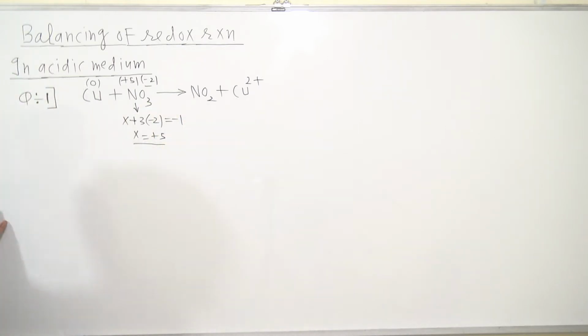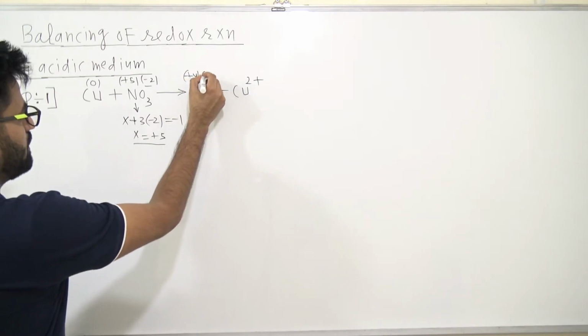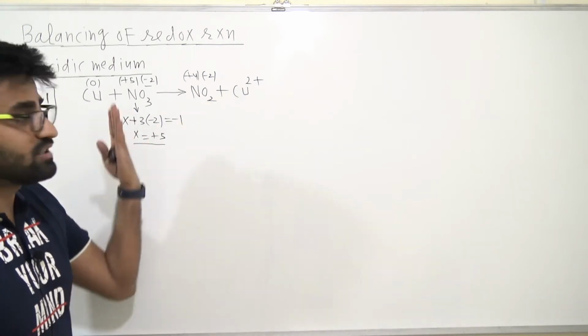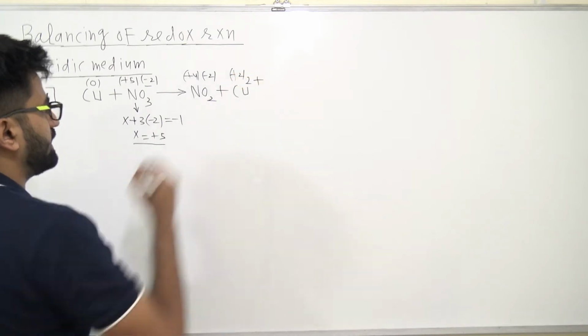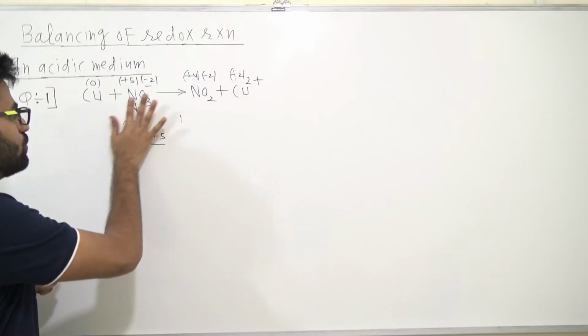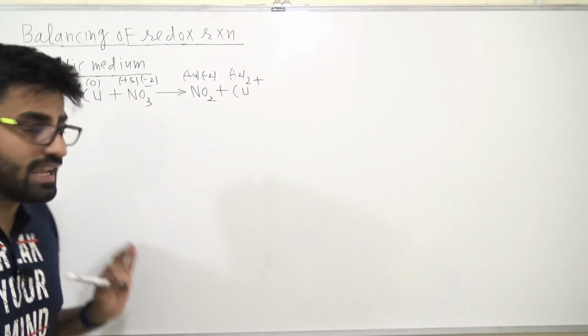Now come to this nitrogen. Here nitrogen will be +4 and oxygen will be -2. Similarly, whatever charge is present on the ion would be its oxidation number. This is copper 2+, so here copper exists in the +2 state. So this is your first step: you have to calculate the oxidation number of each and every element present in the redox reaction.